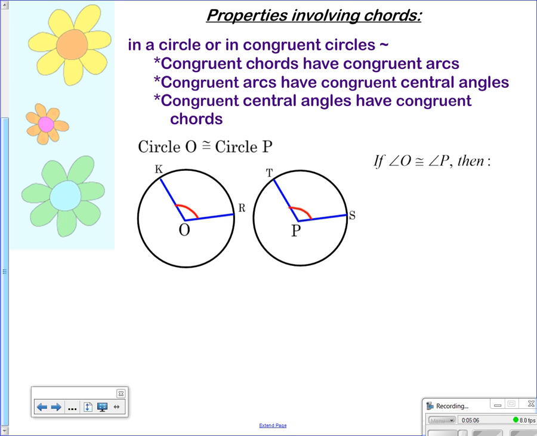Arcs, okay? So she's talking about from K to R. Do you remember what symbol we put with arc? How we knew it wasn't, yeah, an arc and not a line, we put a little arc above it. So we know that KR is congruent to TS. Awesome. What else do you know?